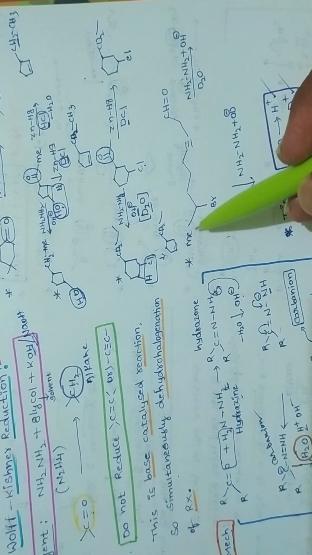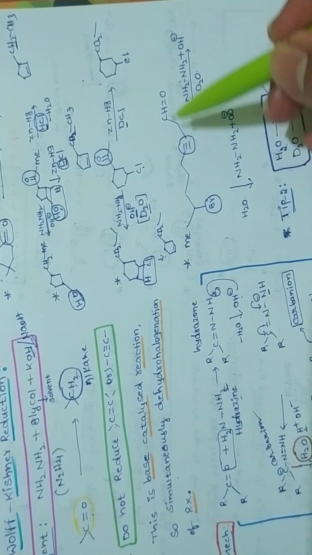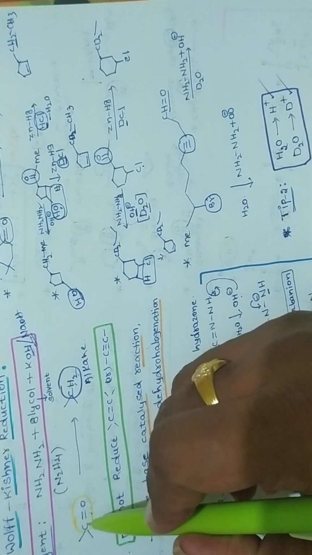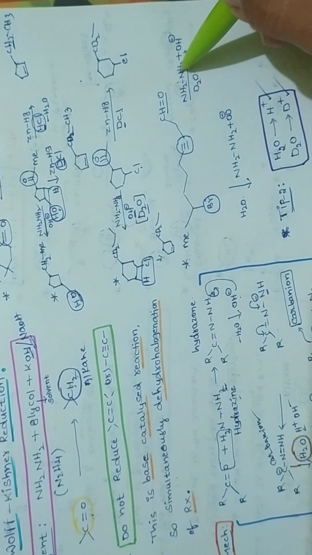Next, you try this question. An alkyl halide is given, a triple bond is given, an aldehyde is given, a C double bond O group, carbonyl compounds. Here carbonyl compound means either aldehyde or ketone. Now this is an aldehyde. Now they gave this one.